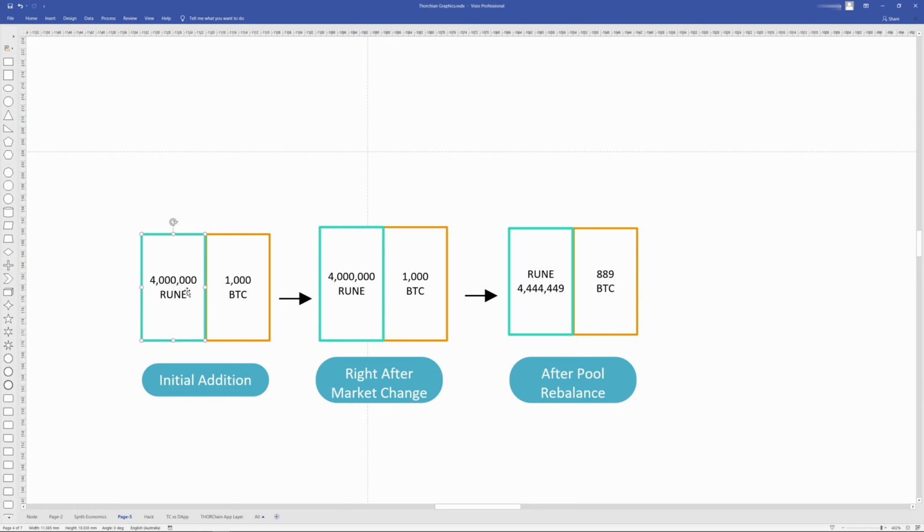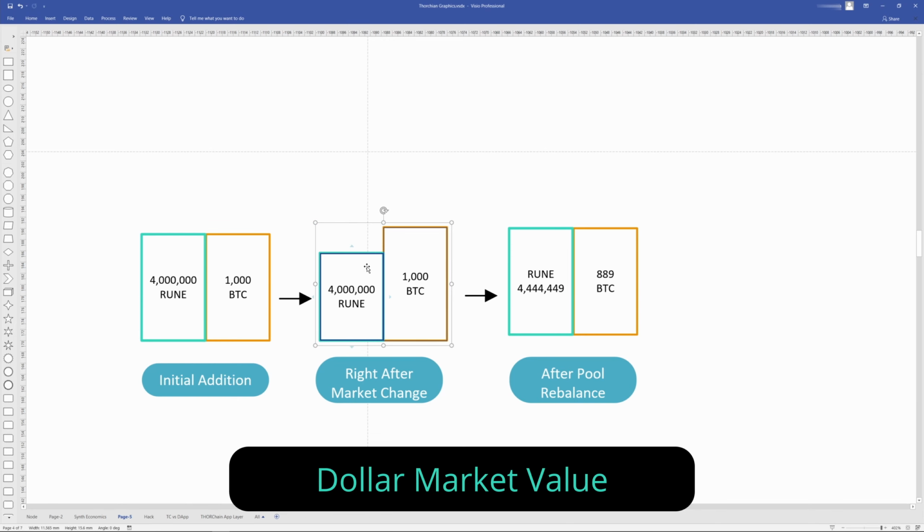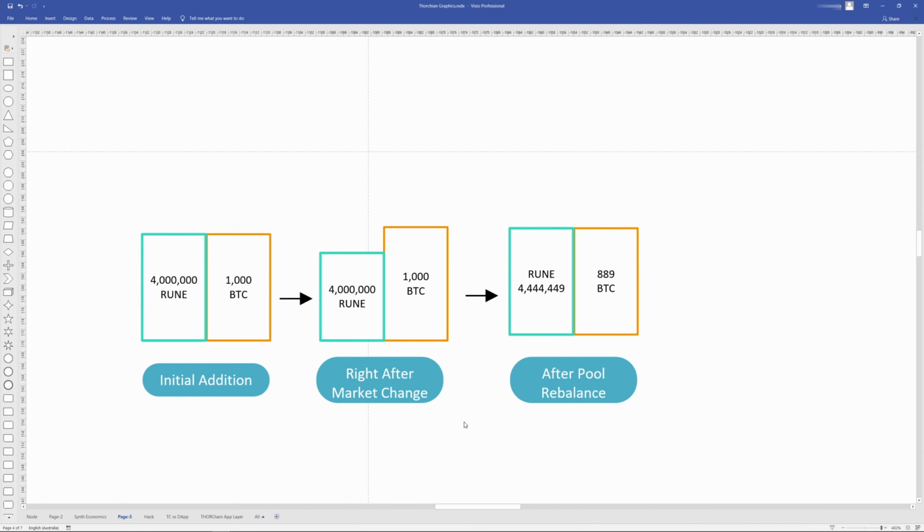So we have 4 million Rune here and 1,000 BTC at our start. And then right after the market has changed, the Runes dropped by about 20%, and that's dramatically changed the price. If we think of these two things as dollar value, then obviously this has gone down, but this side hasn't gone down at all. And again, that affects the pool price.